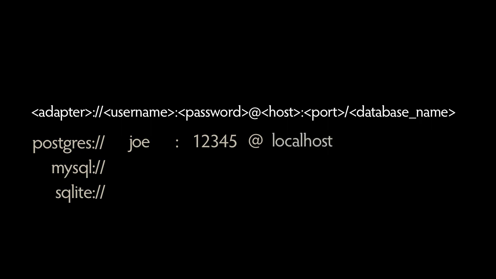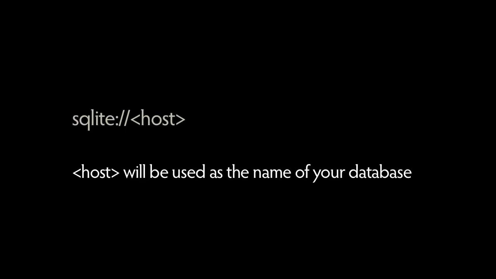After the at symbol, add the host name. In development, this is usually localhost. If you're using MySQL or PostgreSQL on your local machine, and depending on how your database is set up to listen, the hostname might be 127.0.0.1, 0.0.0.0, or localhost. If you're using SQLite, the hostname you provide will be used as the name of your database. Generally, this is the file name you'll want. So in the case of SQLite, you're done with writing your database URL.